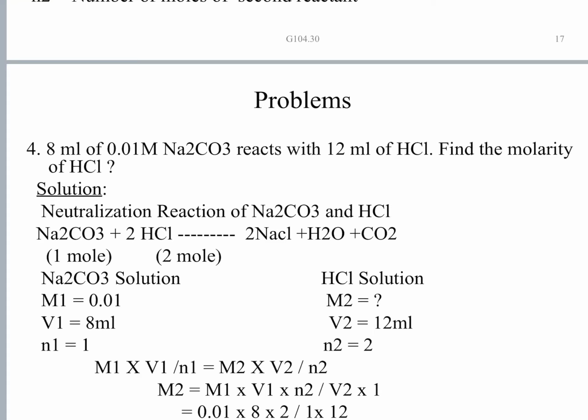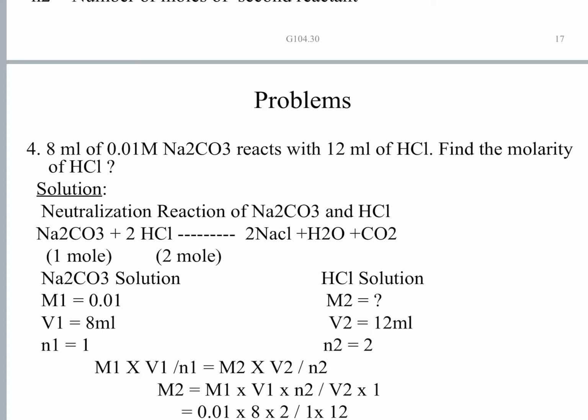Otherwise, you cannot know N1 or N2. The number of moles of first reactant and second reactant can be derived only from the chemical equation. You must be able to write the chemical equation. So, Na2CO3 plus 2HCl gives 2NaCl plus H2O plus CO2. According to the chemical equation, 1 mole of sodium carbonate is reacting with 2 moles of hydrochloric acid.